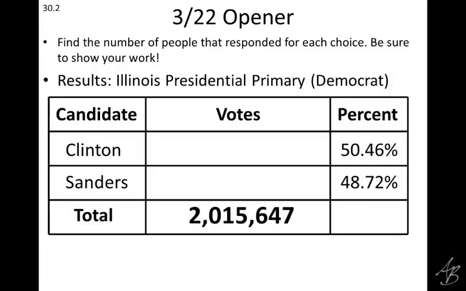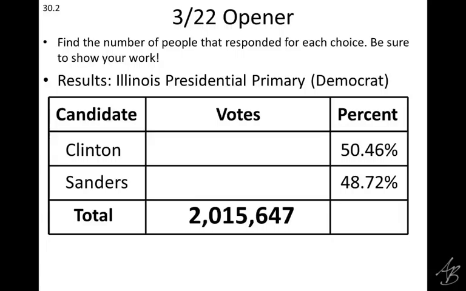So we'll have two different examples here in the opener. The first one, these are actually the results from the presidential primary last week in Illinois for the Democrats. And so we want to figure out between Clinton and Sanders exactly how many votes each one got. So we know that just over 2 million people voted, and we know the percentages that each one of them got. So we want to figure out how many people out of that 2,015,647 voted for Clinton and how many voted for Sanders.